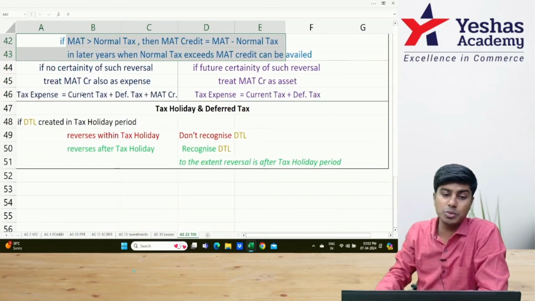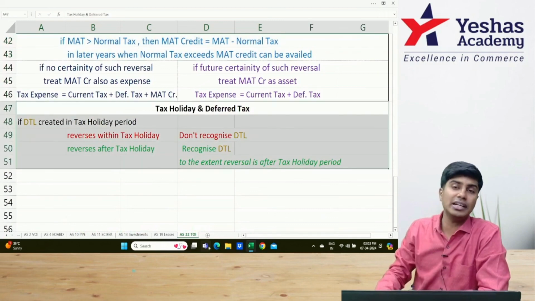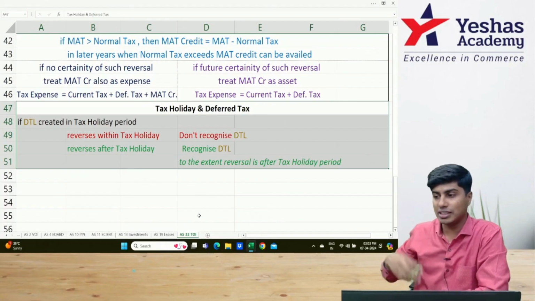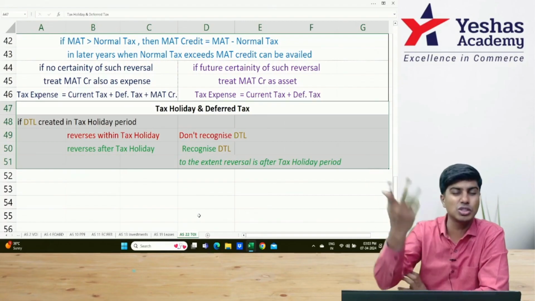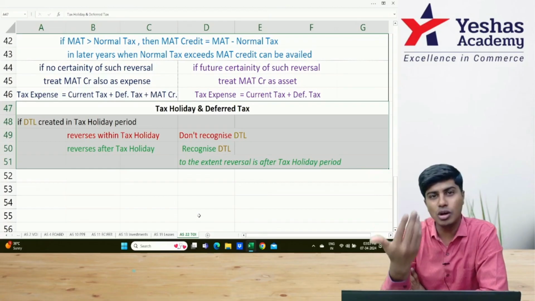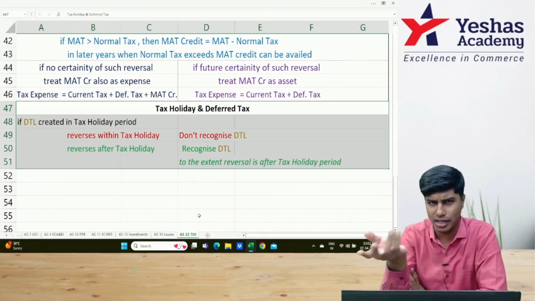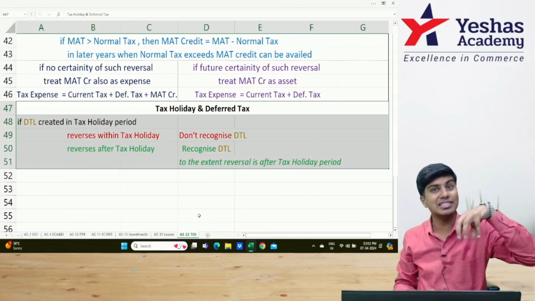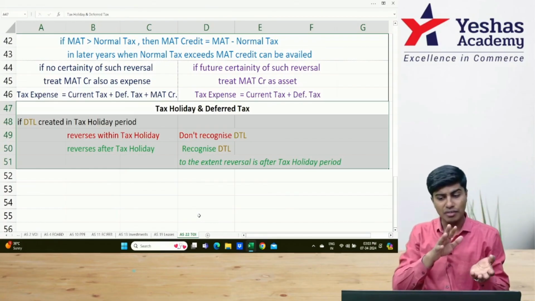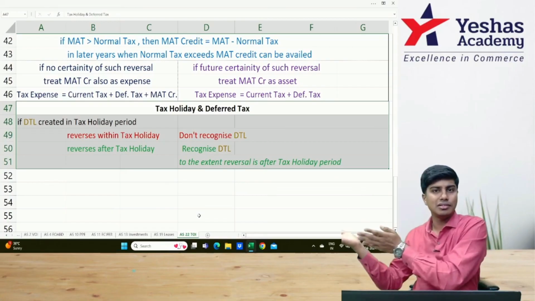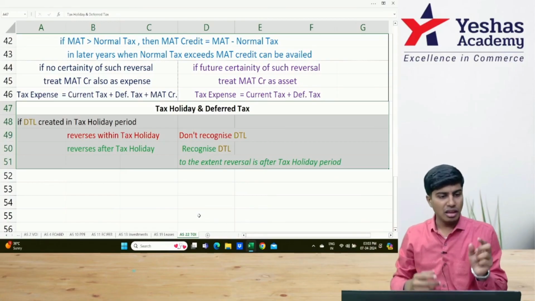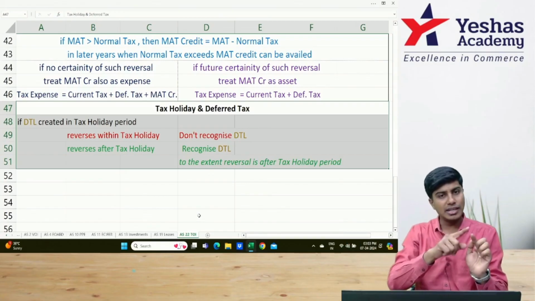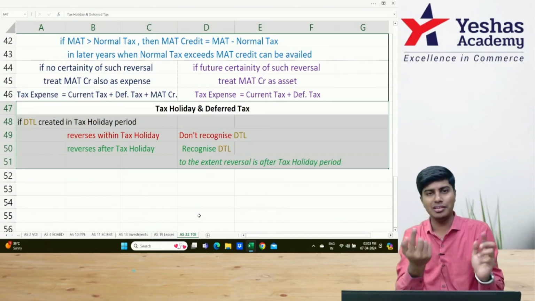And the last point is with regard to tax holiday. In the case of startups, a special feature is allowed by the Income Tax Act of 1961, which says that a startup need not pay tax for 5 years in the first 10 years. So when tax holiday period is allowed to any startup or any entity, then they need to recognize their deferred tax liability only and only if it will get reversed beyond that tax holiday period. If that deferred tax liability is getting created during tax holiday and it is getting reversed during tax holiday, then there is no point in creating.